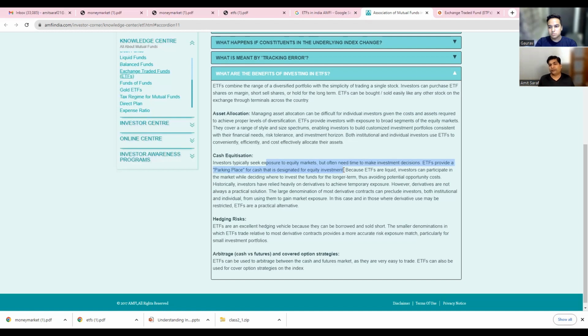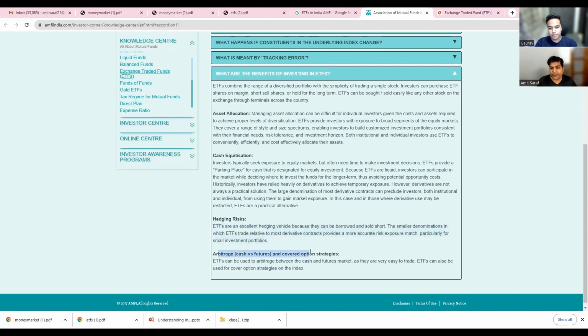I can buy gold ETF, stock ETF, Nifty ETFs, and all these, and I can diversify all my investing into ETFs as well. ETFs are an excellent hedge vehicle because they can be borrowed and can be sold short. The smaller denomination in which ETFs trade relative to most derivative contracts provides more accuracy. So they can be sold short intraday, but they are not available in F&O.